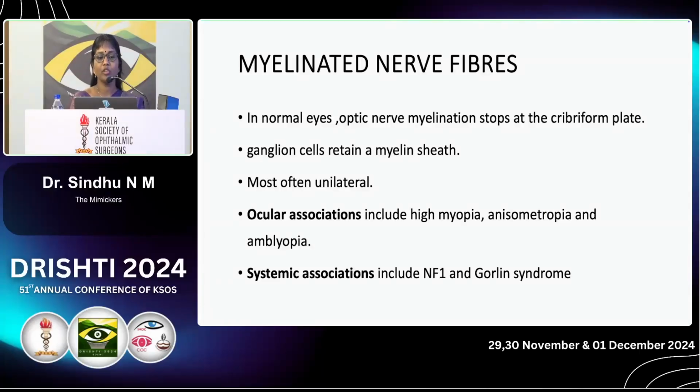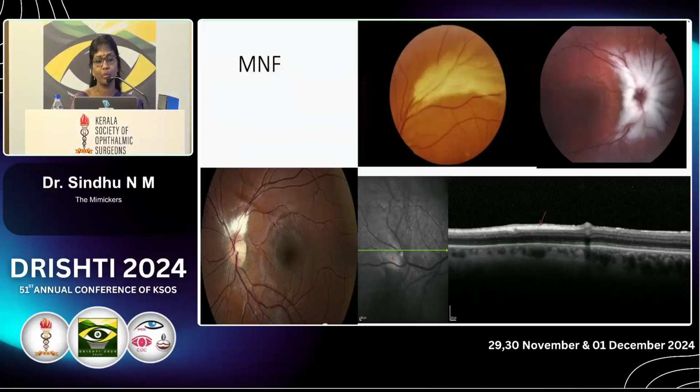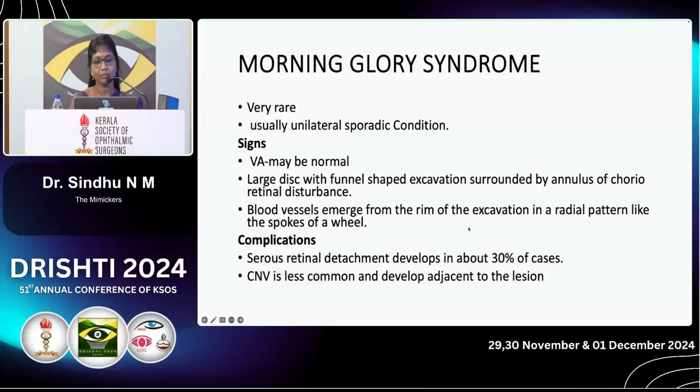Myelinated nerve fibers: in normal eyes, optic nerve myelination stops at the cribriform plate. In this case, ganglion cells retain a myelin sheath. It's most often unilateral. The ocular associations include high myopia, anisometropia, and amblyopia. The systemic associations are neurofibromatosis 1 and Gorlin syndrome. This is a fundus picture. In usual fundus examination, you can see myelinated nerve fibers in the peripapillary area or in the posterior pole. In OCT, you can see a hyperreflective layer in them.